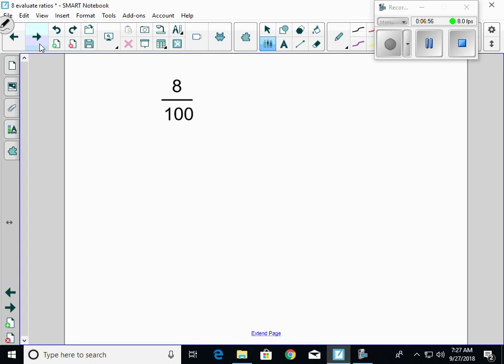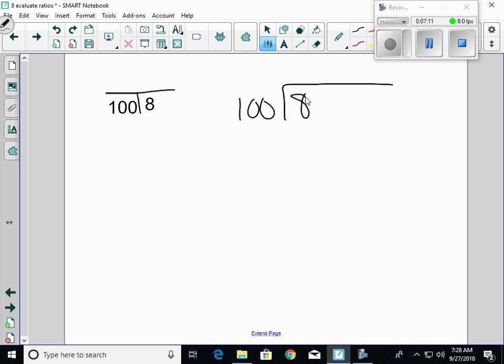Okay, 8 divided by 100. And so that 8 is the one that's going to be dropped inside that long division symbol. And so 8 divided by 100. 100 definitely does not go into 8. I need a decimal point and at least 1 zero. Okay. 100 doesn't go into 8. Put a 0 there, bring up this decimal.